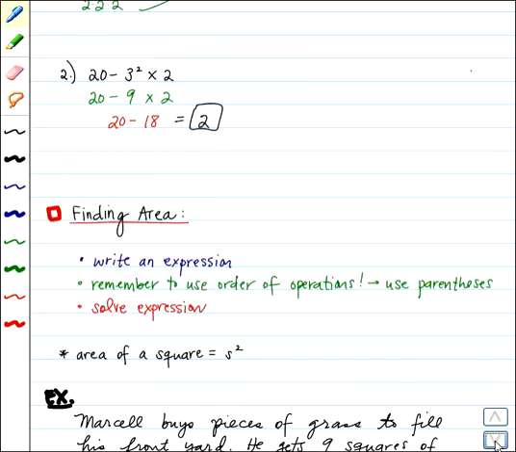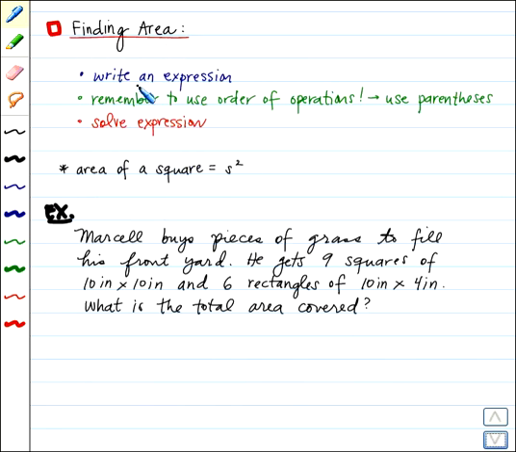And finally, finding area. What we want to do is write an expression for whatever word problem we have. Remember to use the order of operations and use parentheses where you need them so that we can do specific operations before other ones. And then we'll solve the expression. Now remember, the area of a square is its side squared. Area is going to be, for a square or rectangle, one side times the other. Well, in a square, all sides are the same length. Let's call it s. So s times s is the same as s squared.